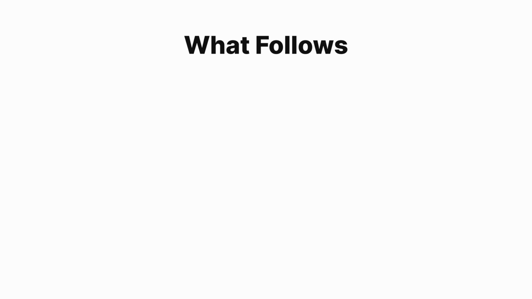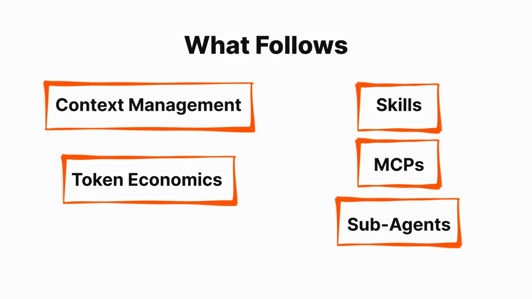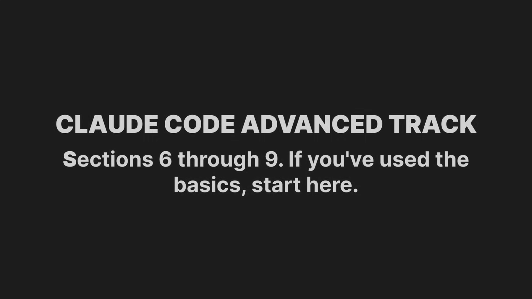What follows is context management, token economics, skills, MCPs, and sub-agents. These are the systems that separate someone who uses Claude Code from someone who runs it. We go deeper. Claude Code, Advanced Track, Sections 6 through 9. If you have used the basics, start here.